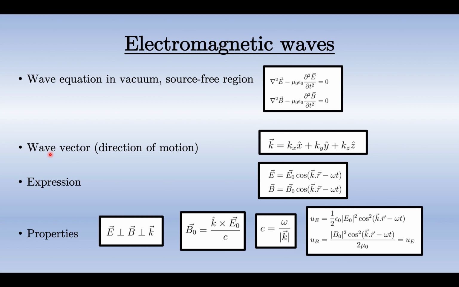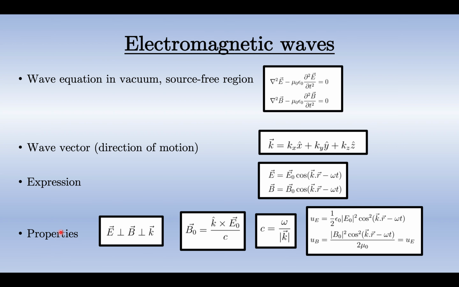We can talk about the wave vector first, which shows the direction of motion, and it's represented by kx, ky, kz, which are the components along x cap, y cap, and z cap. Then we can also get the expressions for the electric field and magnetic field, which would be E naught times cosine of k dot r minus omega t, and B naught times cosine of k dot r minus omega t. So these expressions are quite important.